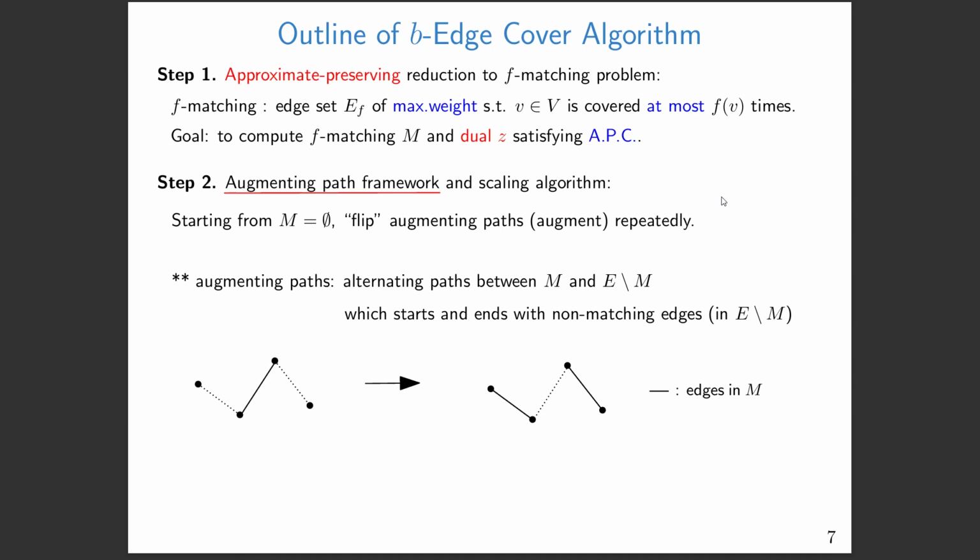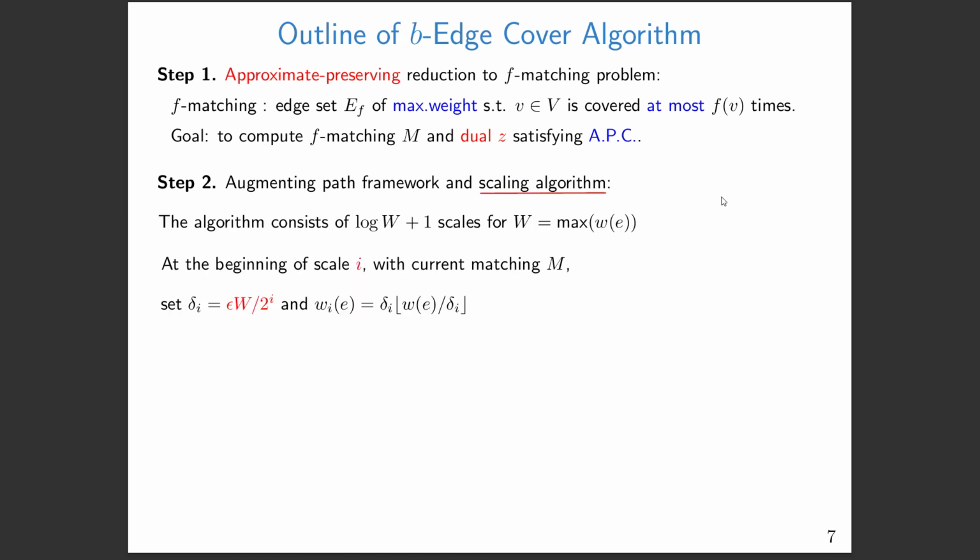And then the scaling algorithm is as follows. The algorithm works for log W scales, where W denotes the maximum edge weight. At the beginning of scale i with current matching M, we set the current gap delta_i as epsilon W over 2 to the i, and we round down each edge weight accordingly.